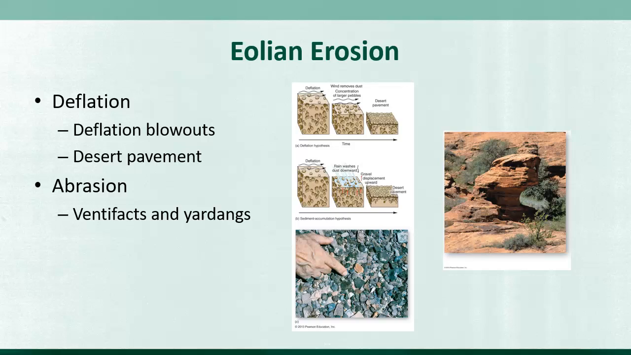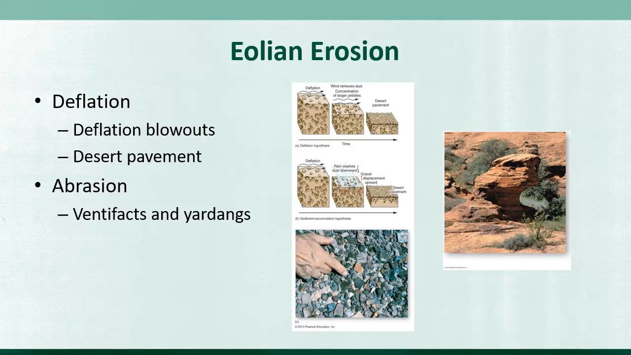Essentially, constant wind blowing over an area, often combined with the impacts of rain, causes all the small, very loose particles to blow away, leaving behind a hard, cobbled, pebbly desert pavement. Wind deflation can also create a particular type of dune called a blowout, but I'm going to talk about that a little bit later when I talk about dunes.